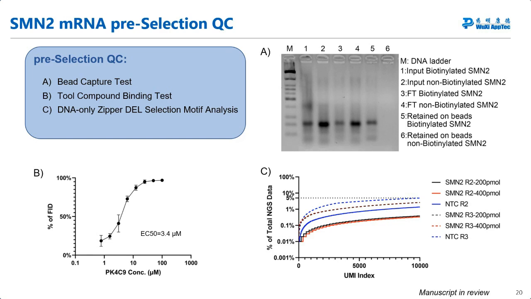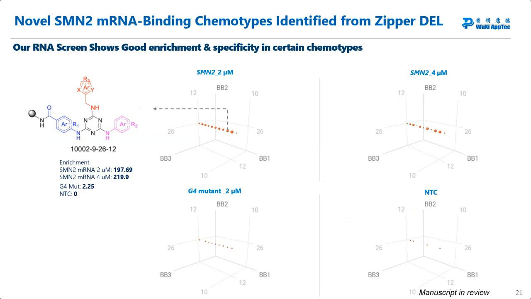We lastly did an RNA and DNA barcode interaction test. The warheadless DNA-only zipper DEL was selected with SMN2. The final sequencing data was analyzed to find DNA binding motifs. By comparing SMN2 selections at two different concentrations to the no target control in Figure C, you can see that there's no enhanced RNA-DNA interaction when using zipper DEL. So we move forward to screen real zipper DEL libraries against SMN2.